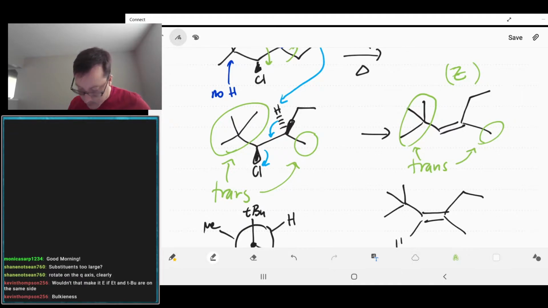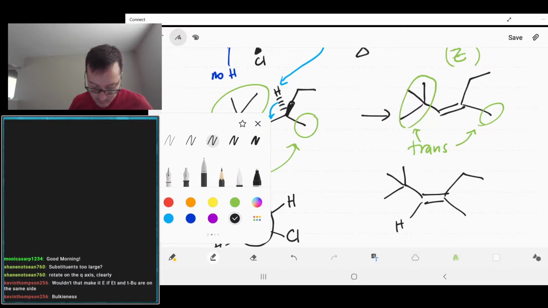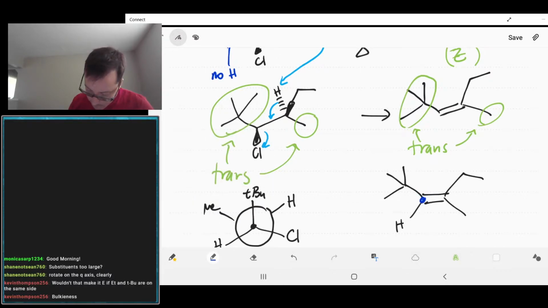we look at both sides, right? So we have two carbons to look at. On this carbon, we are looking at what is the higher atomic number between the two substituents. And hopefully we can see that that's going to be the T-butyl, right? That's going to be this thing. This thing has the higher atomic number, right? Carbon has a higher atomic number than hydrogen.